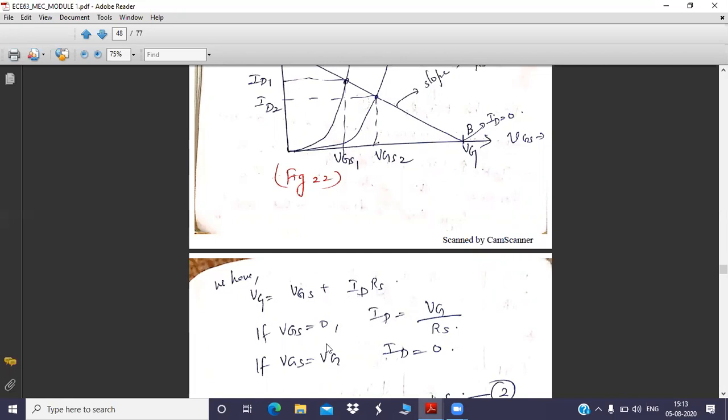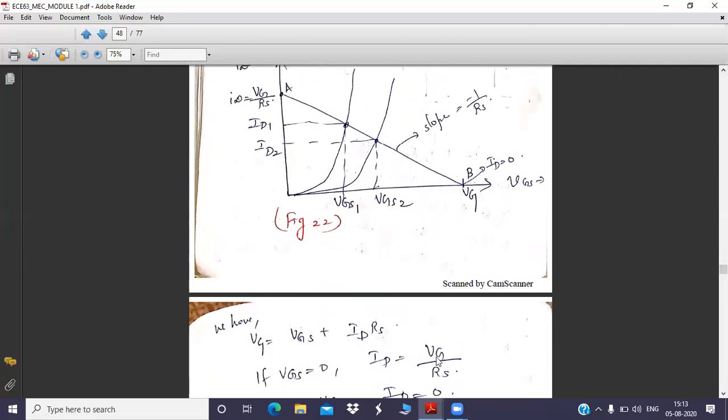Now, second case, you will be finding the y-axis parameter. As of now, you got the parameter for point A. This is the drain current corresponding to the point A. See, I have marked this parameter in this graph: ID equal to VG by RS. How did you get this point? By substituting VGS as 0 in this equation, and from this we calculated ID equal to VG by RS. So that is what is mentioned in point A.